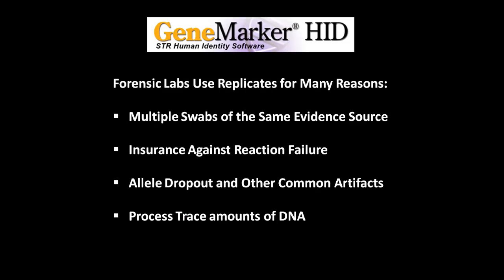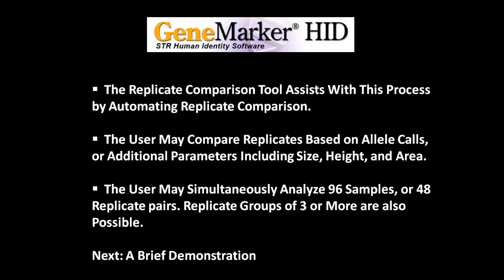Forensic labs use replicates for many reasons, with the ultimate goal of deducing a consensus genotype. For example, they may use replicates to process multiple swabs of the same evidence source, or as insurance against reaction failure, allele dropout, and other common artifacts, or to process trace amounts of DNA. The replicate comparison tool in GeneMarkerHID assists with this process by automating replicate comparison, thereby improving the speed and accuracy of analysis. The analyst may compare replicates based on allele calls or additional parameters including size, height, and area.